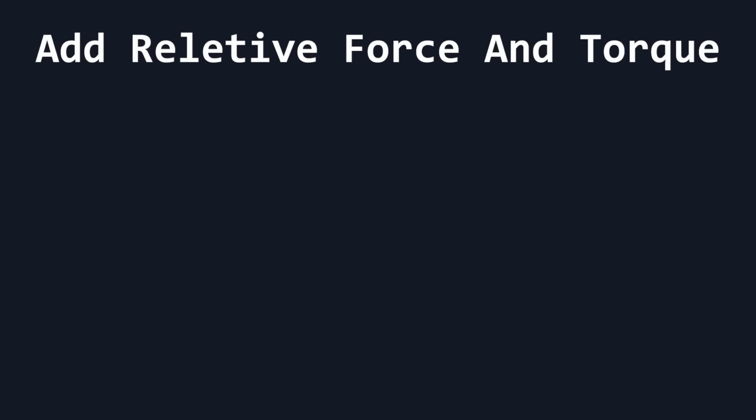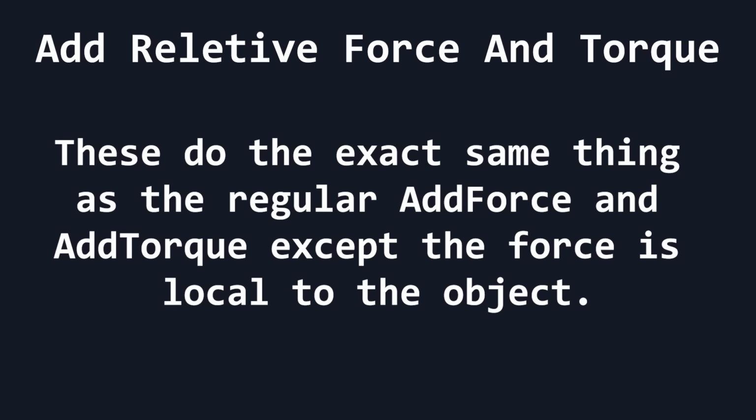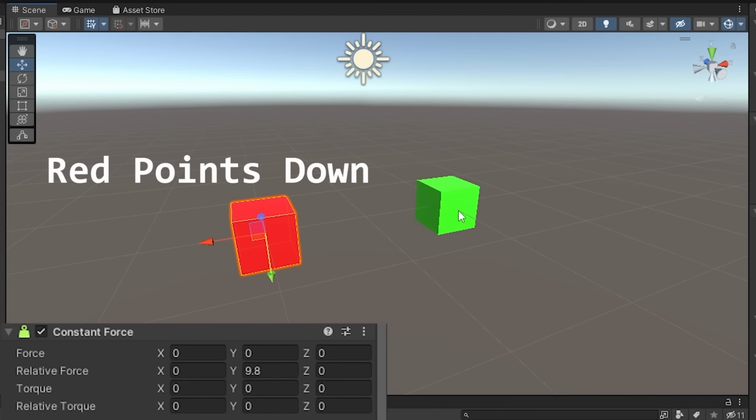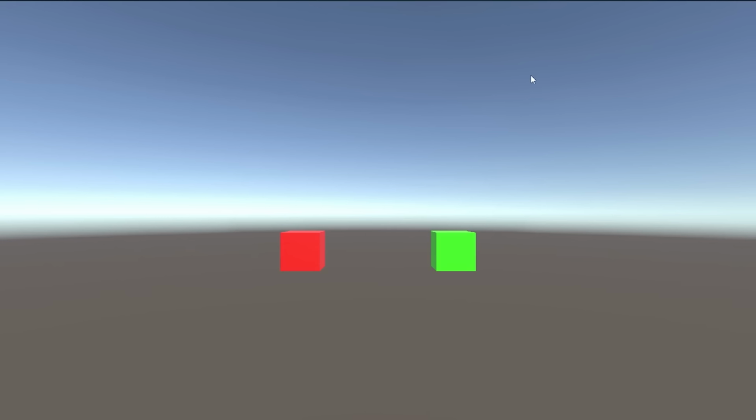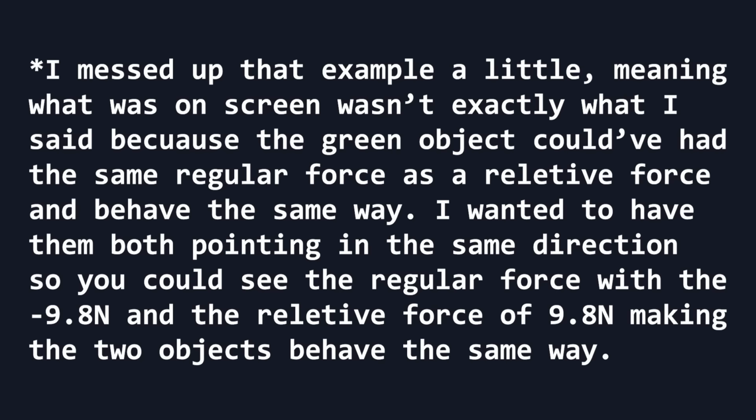The next rigid body functions I want to talk about are the add relative force and relative torque functions. These do exactly the same as their normal counterparts we talked about earlier, except they act locally, not globally. What I mean by this is that an object rotated 180 degrees on the x-axis will behave the same way if a relative force in the up direction acts on it as it would if a regular force in the down direction acts on it.